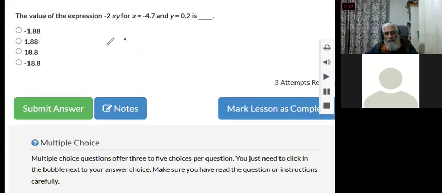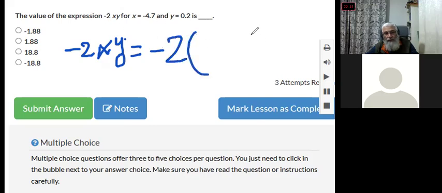This one? Find the value of the expression negative 2xy for x equals negative 4.7 and y equals 0.2. How to do this? Negative 2 multiplied by x multiplied by y.